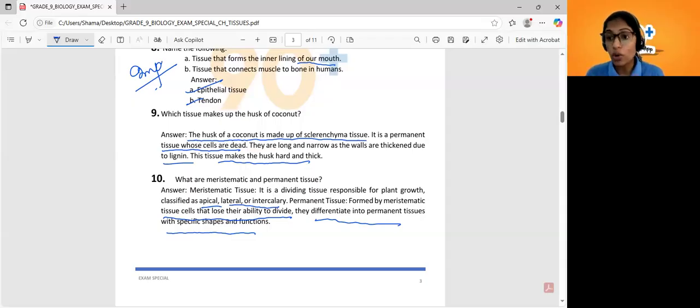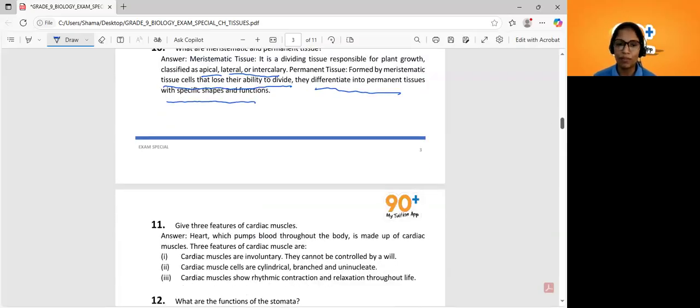Okay, so later on, what happens to this meristematic tissue is they get differentiated. Okay, differentiated means they lose their ability to divide further. They acquire a permanent shape. So at that stage we call it permanent tissue. The stage where the meristematic tissue has lost the ability to divide, we call permanent tissue, because they acquired a permanent shape and they have a specific function to do also. Okay, so this is the difference between meristematic and permanent tissue.